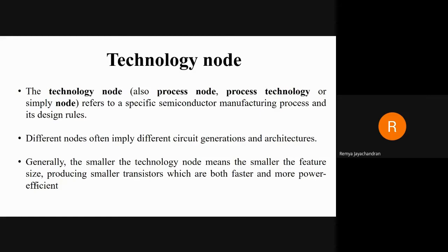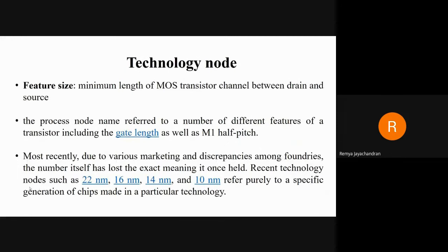It represents the feature size, that is the transistor's channel length, or the gate pitch, or the half pitch of the transistor or of the device. Feature size means the minimum length of the MOSFET, that is the distance between the drain and the source. And it represents the gate length as well as the metal half pitch.